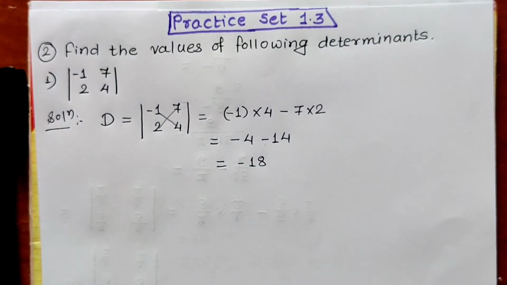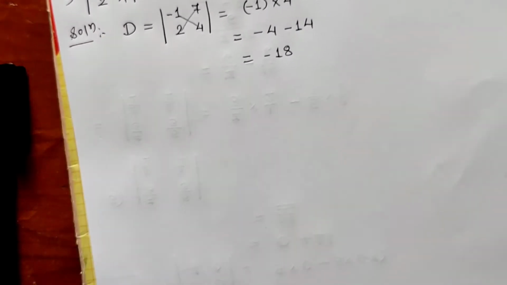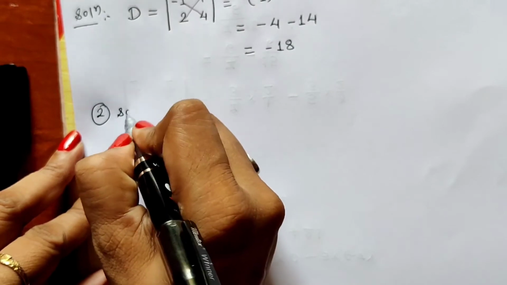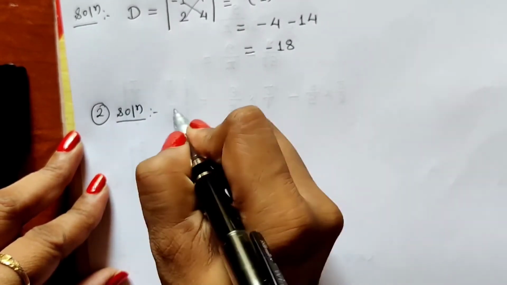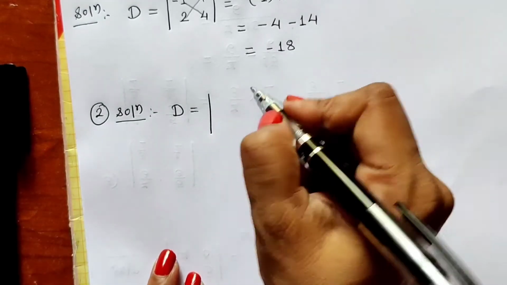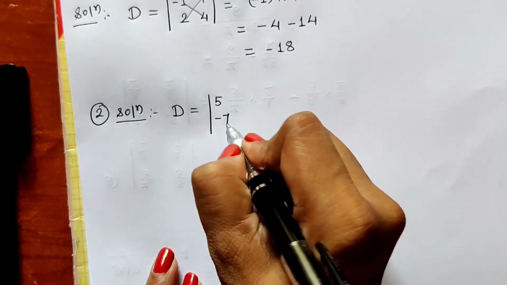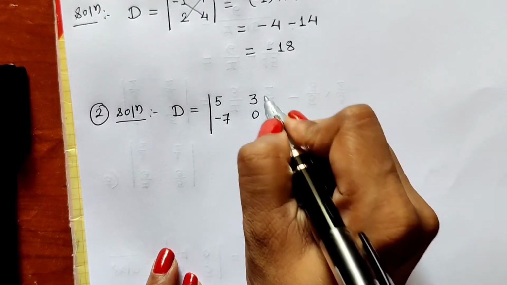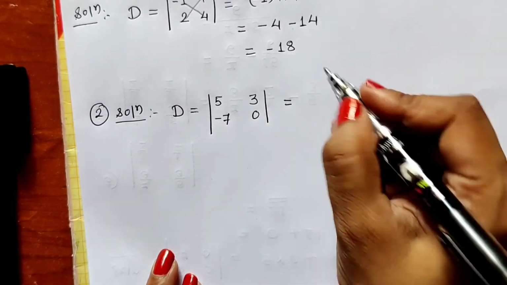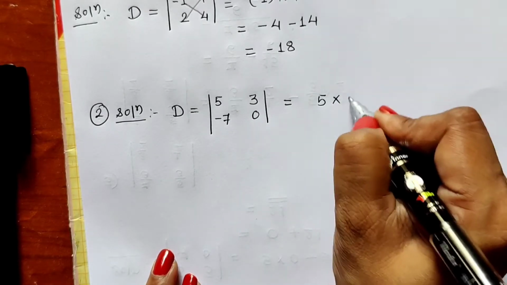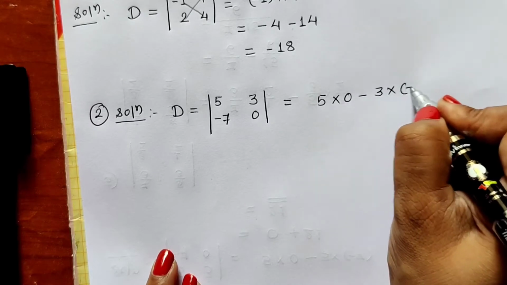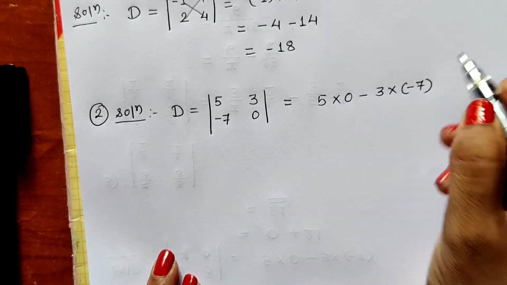Now let us see our second sum. I will be directly writing the solution. D is equal to, the given determinant is 5, minus 7, 3, 0. Now let us cross multiply. 5 into 0 minus 3 into minus 7. This is a negative number, put it inside the bracket.